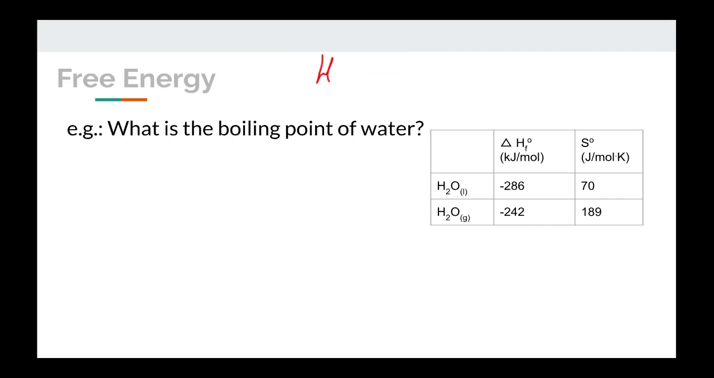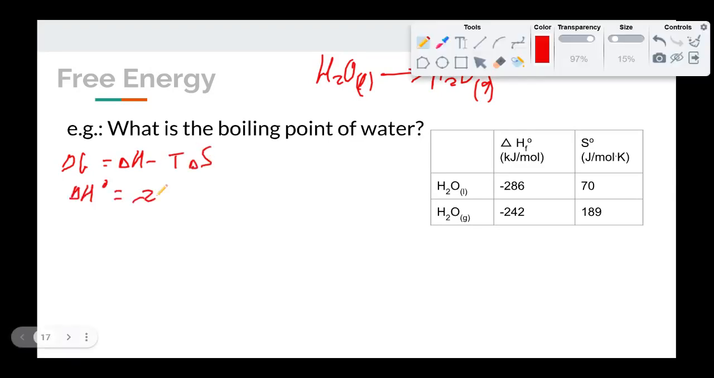Boiling point of water would occur when H2O liquid becomes H2O gas. What's delta G for that reaction? Delta G is delta H minus T delta S. Delta H is minus 242 kilojoules per mole minus a minus 286 kilojoules per mole, and that comes out to a positive 44 kilojoules per mole.